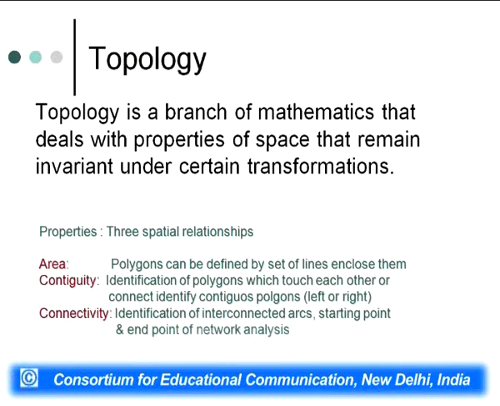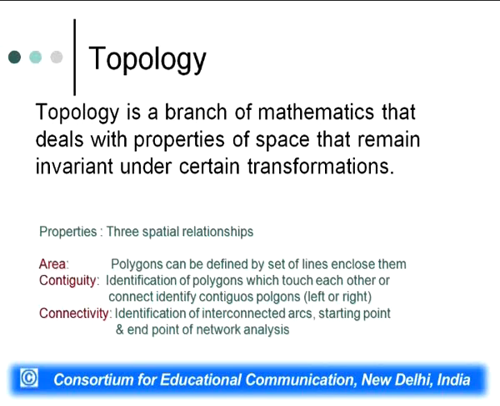Now, because of this, there are three basic spatial relationships. One is the area: polygons can be defined by a set of lines which enclose them. The second property is contiguity: identification of polygons which touch each other or connect, identifying contiguous polygons. What we said, to the boundary, which particular polygon is on the left or right. And the third property is connectivity: identification of interconnected arcs, starting and end points of a network analysis.